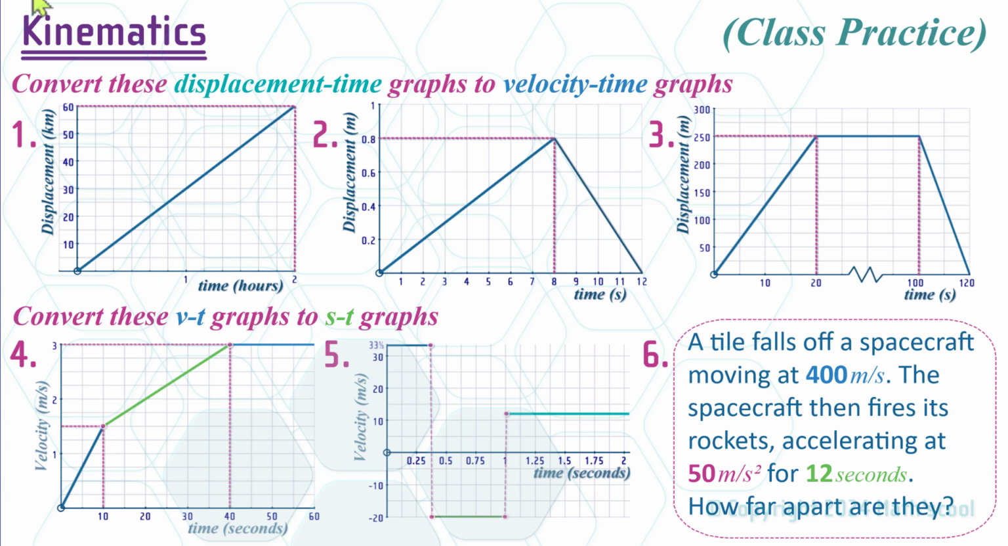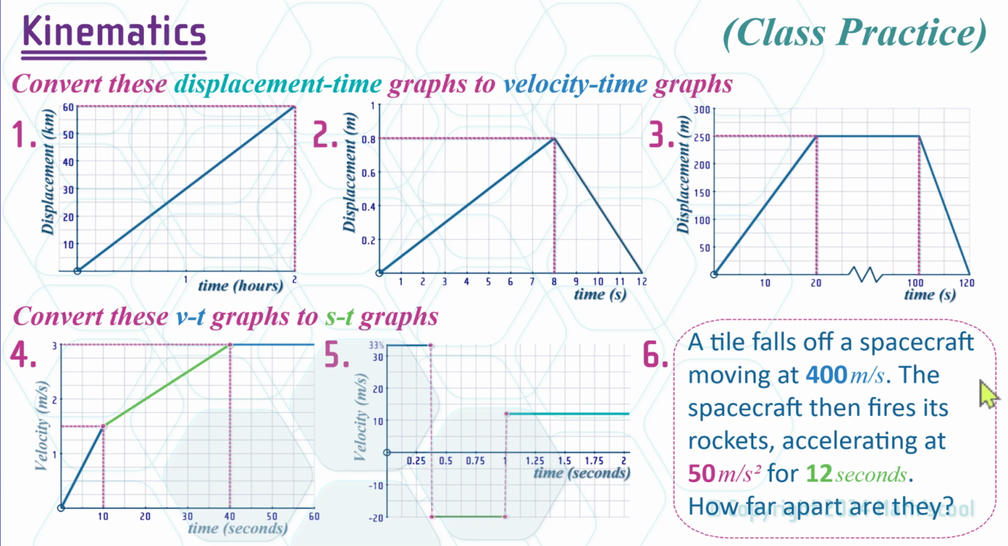So this is our classroom practice. We've got some displacement time graphs here, 3 of them, with lots of information on them, and we want to convert them into velocity time graphs. And then we've got these 2 velocity time graphs, and we want to convert them into displacement time graphs. And in each case, I'm also going to ask you, give me an example of that situation. What could that be? What situation could that be? So I'm just going to ask you, what might that situation be?